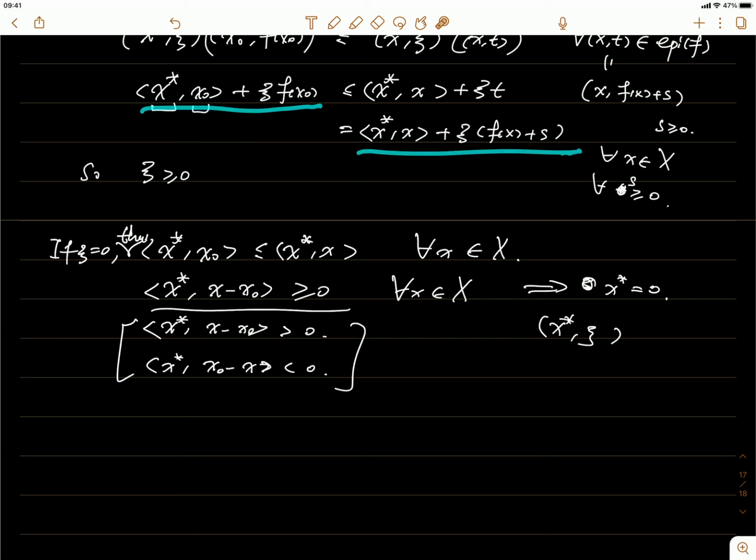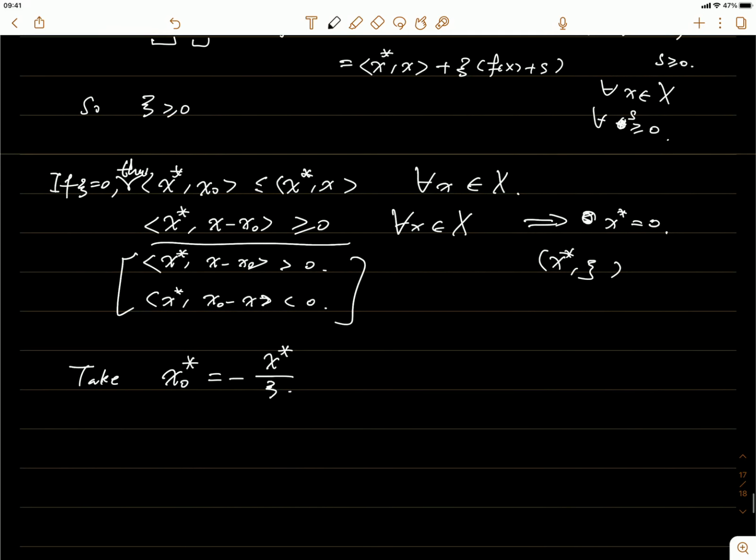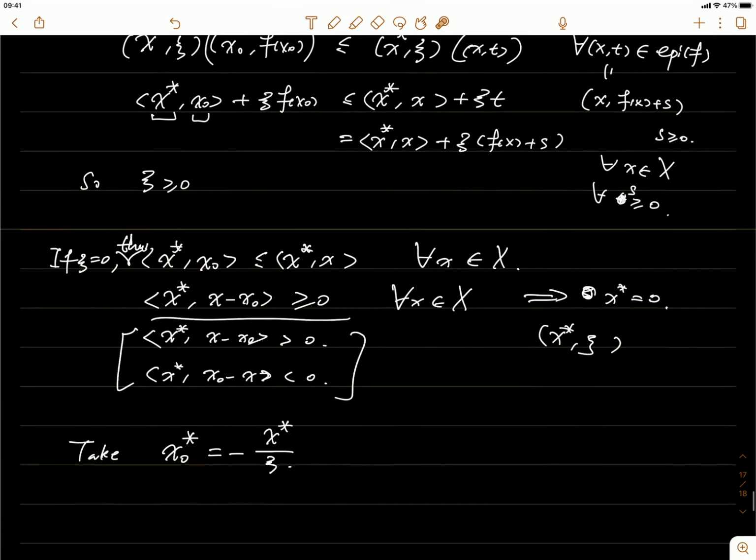And, by taking s to be zero, and the c, we divide both sides by c, then we can see that we take x naught star to be the negative x star we said earlier, divided by c. So this x star c is the one we found by the Hahn-Banach theorem. Then by doing that, we see here, this c will be divided by c, right? And here, this is 0. So this is 0. This is because c is gone. This is divided by c, and this is just 1, right?